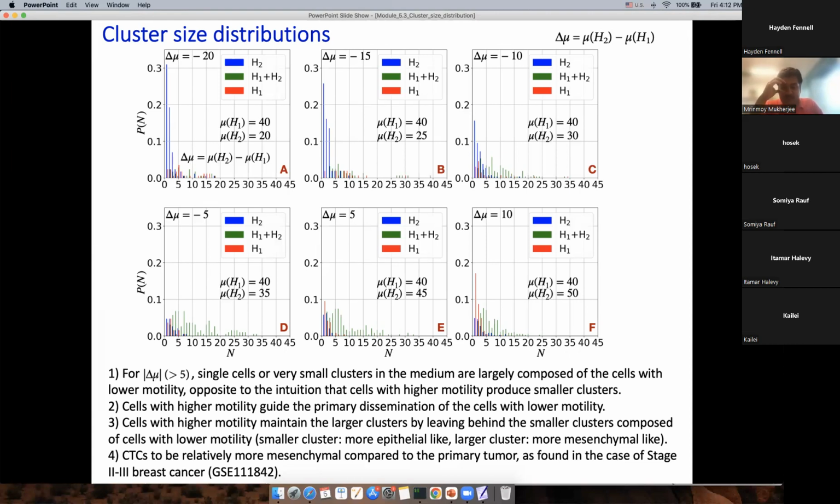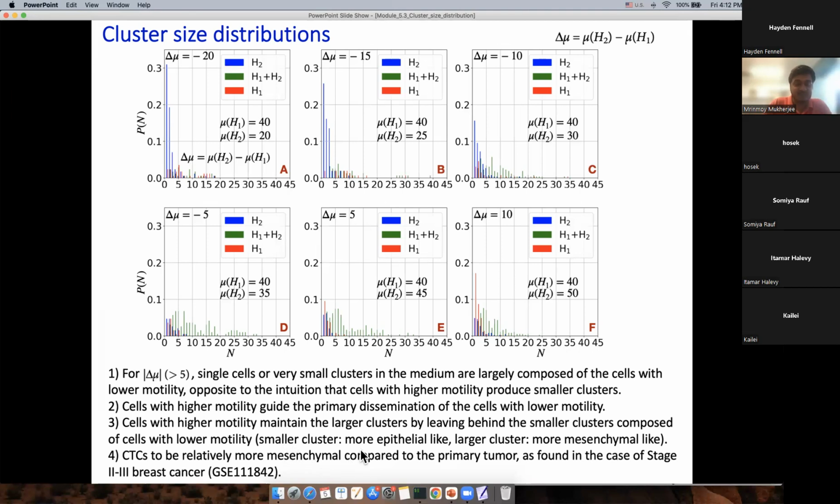This is happening because initially the highly motile cells form a large group of clusters, and they will keep some small low motile cells in their tail. But if the delta mu becomes larger, these two clusters break apart. So that's why we get some CTC.